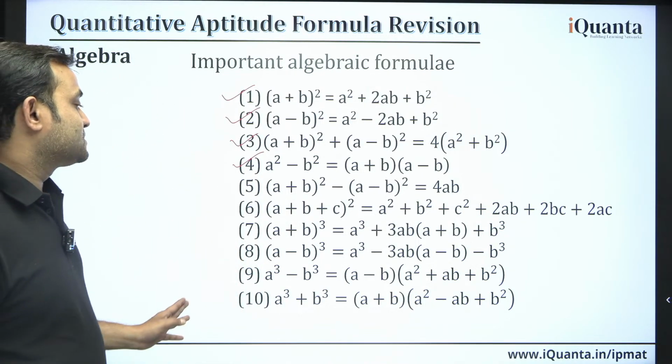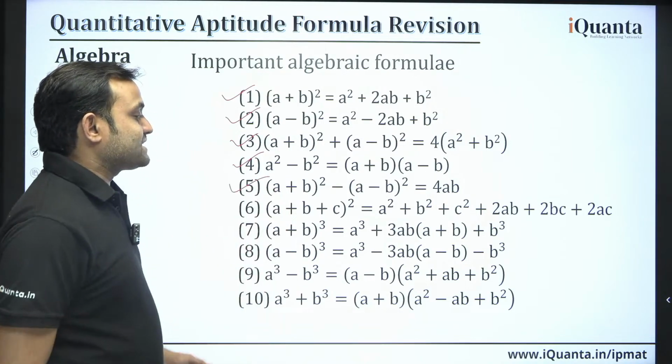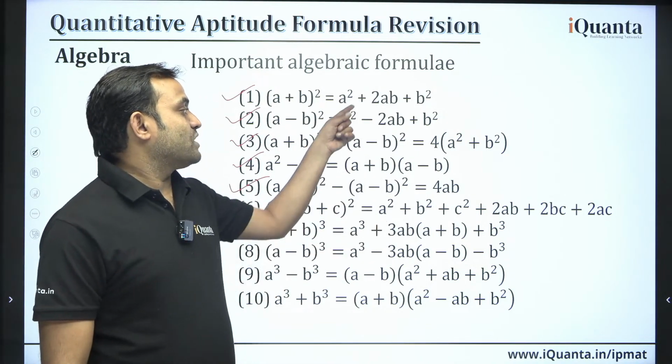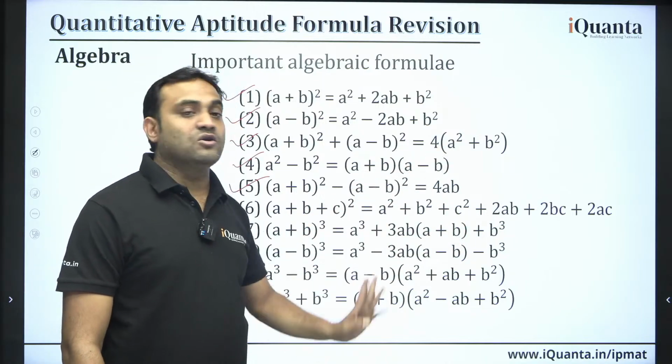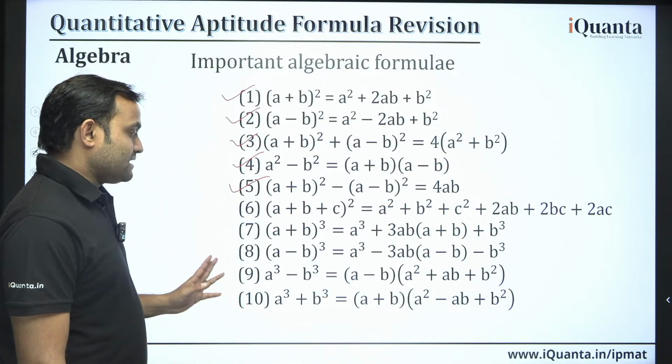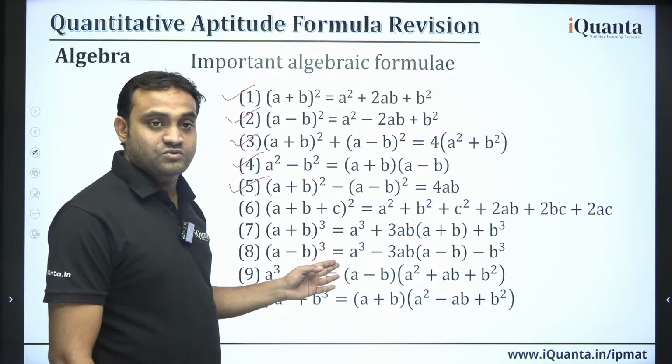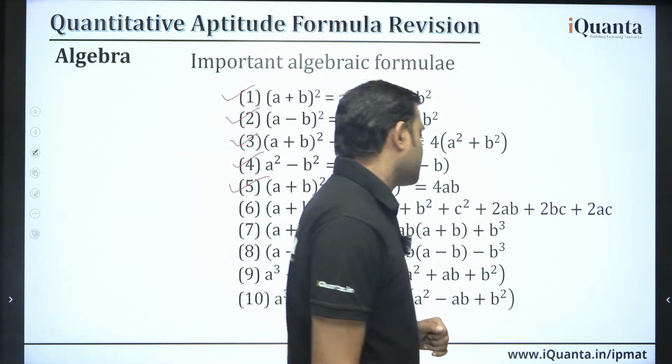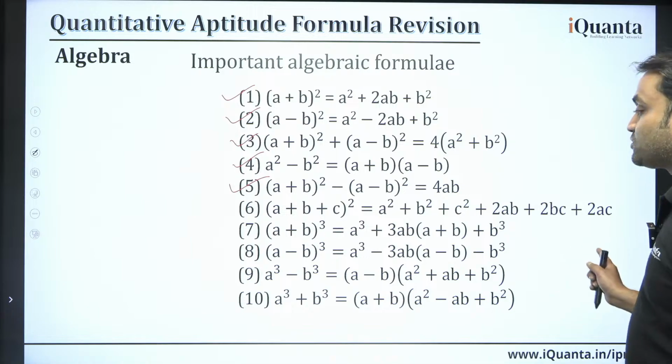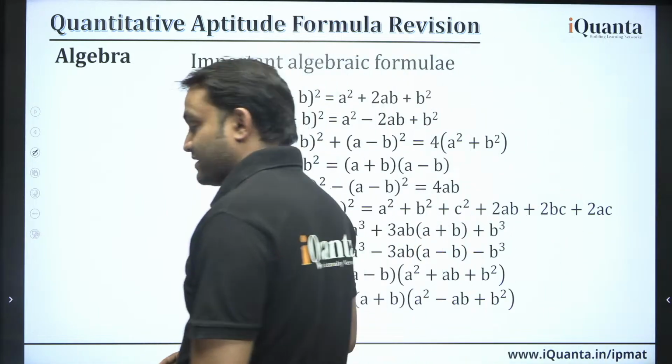Okay, then comes (a+b)^2 - (a-b)^2, where the a^2 and b^2 terms will be cancelled out, we will get 4ab. And then (a+b+c)^2, which is a^2 + b^2 + c^2 + 2ab + 2bc + 2ca, right.